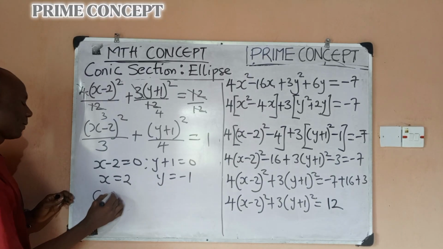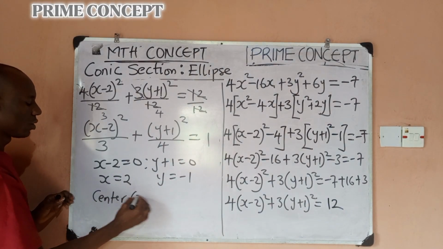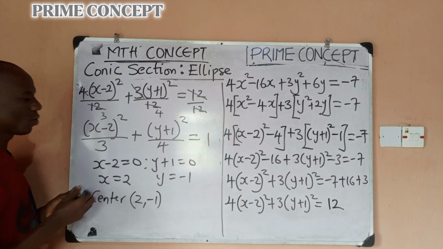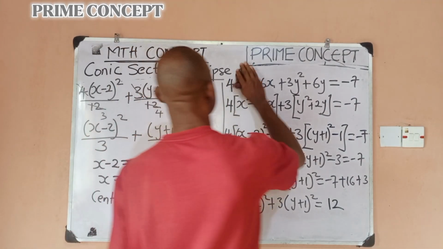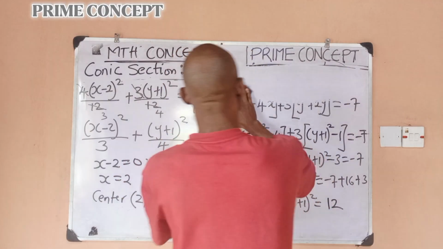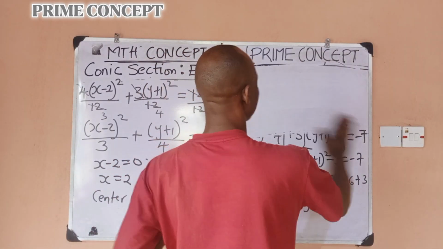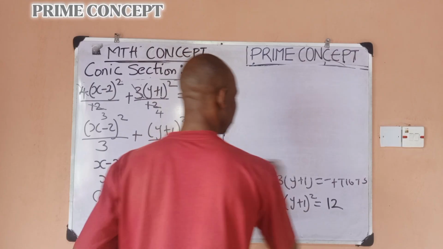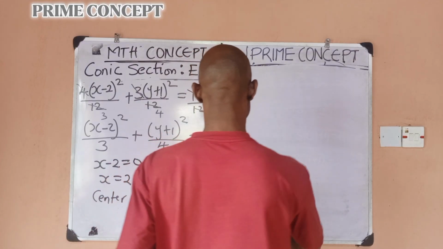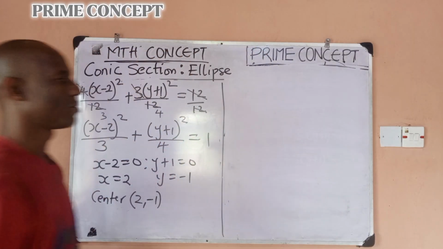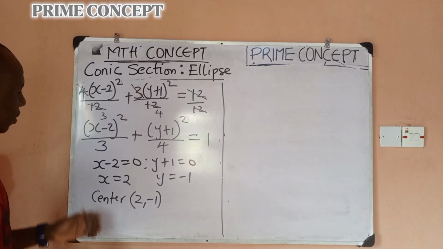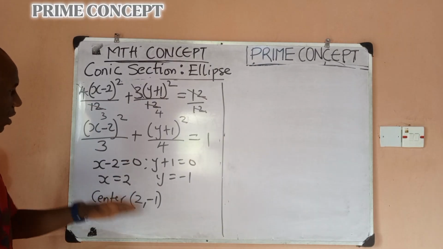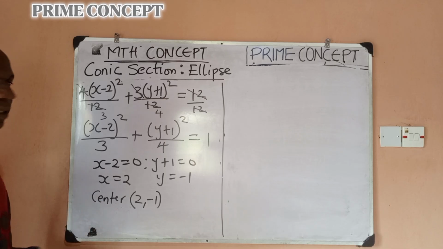So the center is going to be (2, -1). This is the center of my ellipse, which is the very first thing they want us to get. The next thing I want to find is my value for a and the value for b, so that we can then use that to get our vertex and so on.